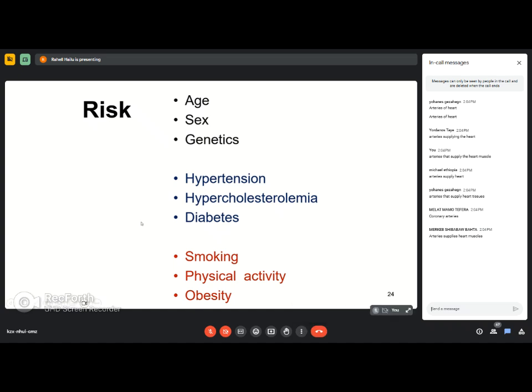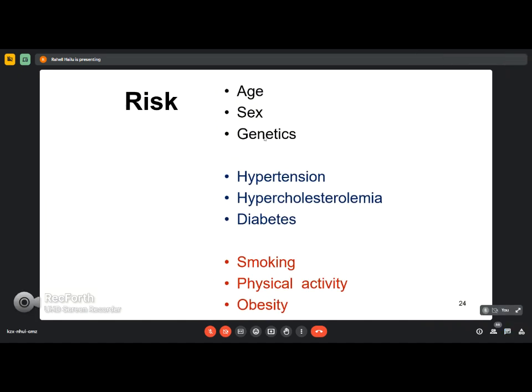So they're called non-modifiable risk factors. Age is a risk factor for atherosclerosis, because it's a progressive disease. The injury due to atherosclerosis basically builds up over the years, and finally symptomatic disease becomes much more overt in an older age. So the higher the age of the patient, the higher the risk of atherosclerosis and its effects.